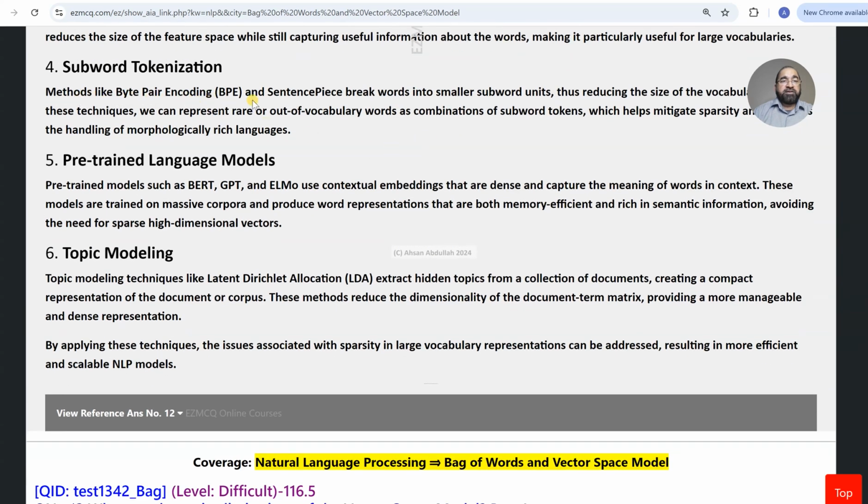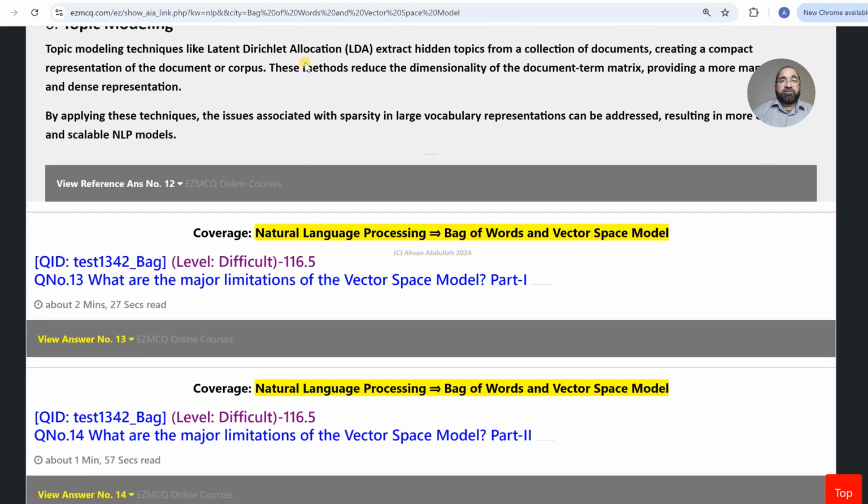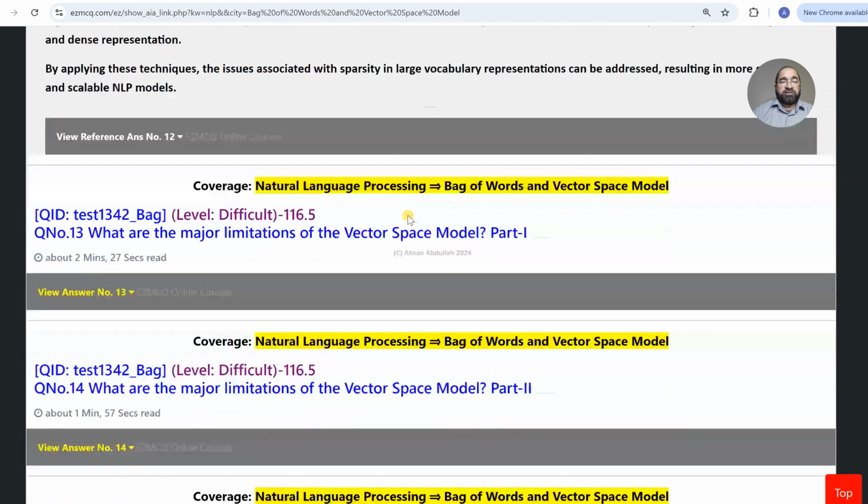Methods like byte pair encoding break a sentence into smaller sub-word units. So we have sub-word tokens, which basically reduces the complexity of the problem. And then we have the pre-trained language models, BERT, GPT, and ELMo, which help in better performance. And so we can have topic modeling also. You can read this. It's not very complicated.